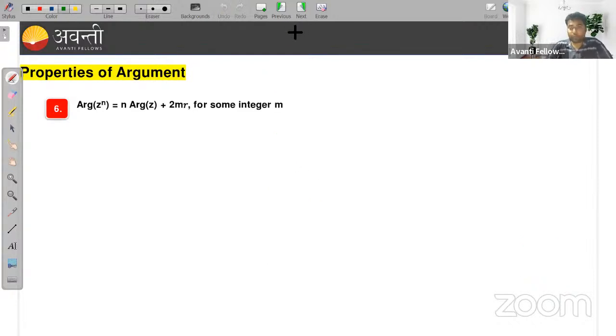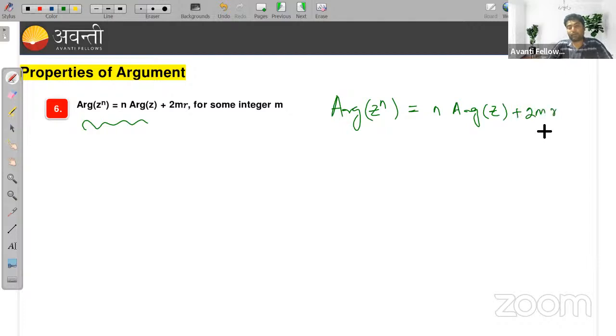This is the last one also. Argument of Z to the power n, which can be expressed as n into argument of Z plus 2m pi. Okay. Chalo. So by using the similar method you can prove this property also. Right, guys?